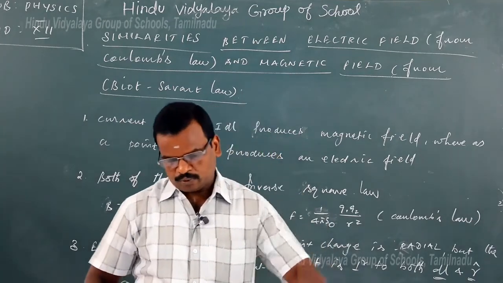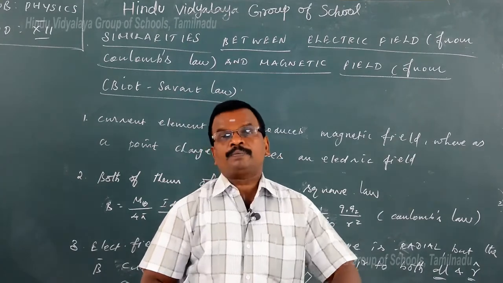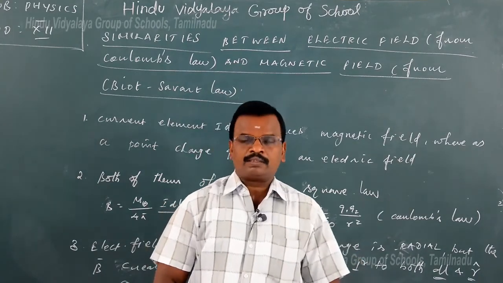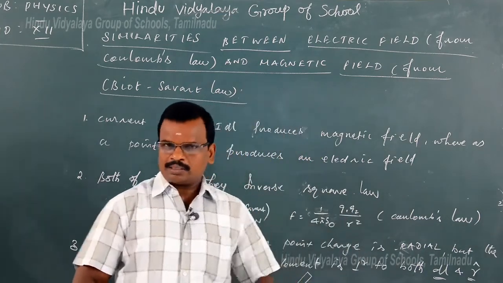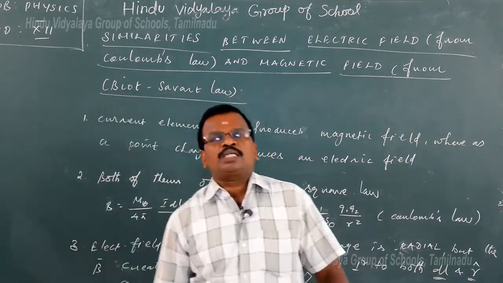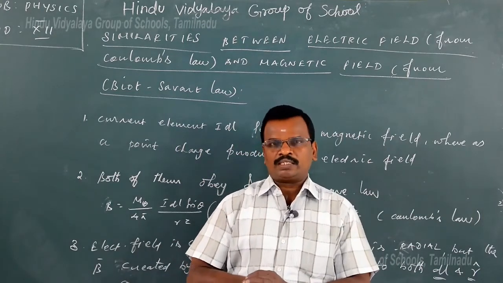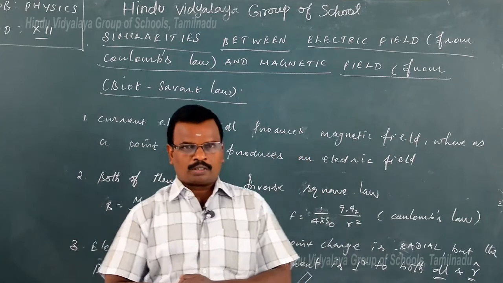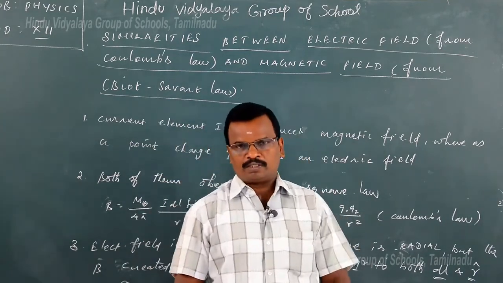Now, continuing with the similarities between the electric field and the magnetic field, in the same third chapter, magnetism, we have to discuss the difference and the comparison. The electric field means the space around a charge wherever electric lines of force exist. Electric field E is equal to F by q naught, because when a test charge is placed, we can measure the electric field.